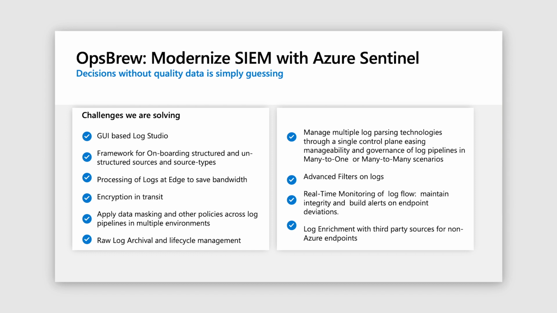Monitoring of log flow is another use case where we understand complete integrity, and we can create alert rules when it comes to endpoint deviations. So the use cases like a Linux server is expected to send this much log, or a Linux server is down and the logs are not sending, we have full visibility and alerts if this endpoint has any deviations.